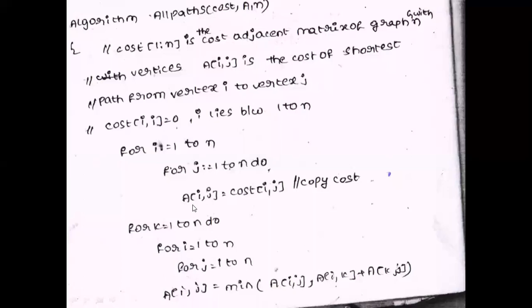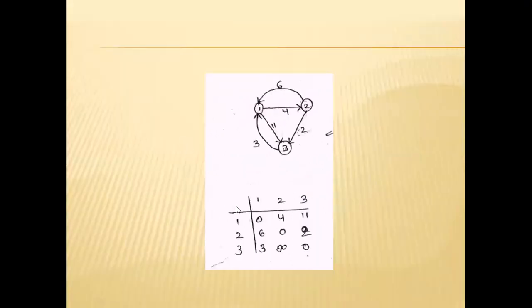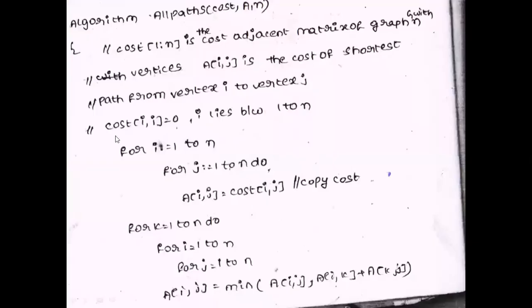So the cost matrix is copied to the A matrix. That is, A of i comma j is the first matrix, A power 0. The cost matrix is represented by A power 0, which equals 0 4 11, 6 0 2, 3 infinity 0.